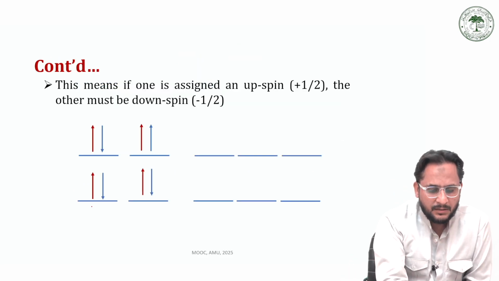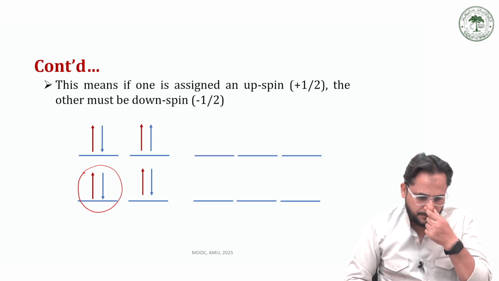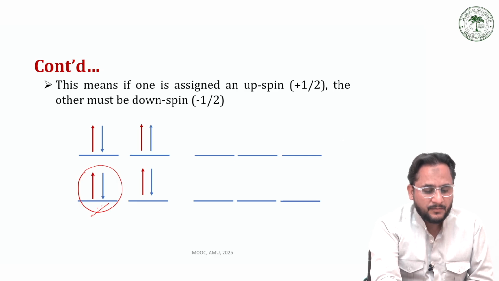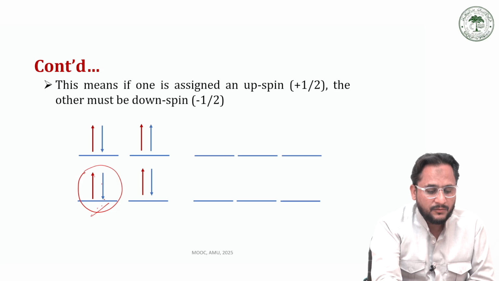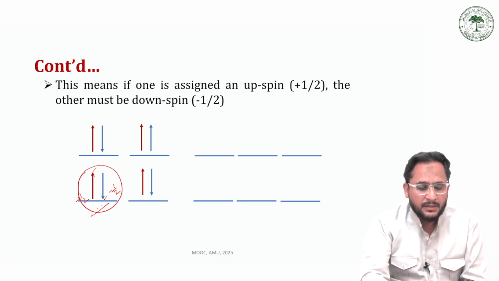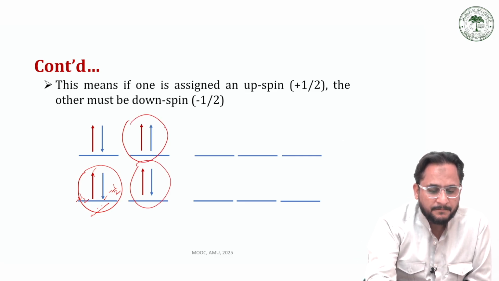Here you can see, in this particular case, we have the electrons paired. One is showing the direction upward while the other is downward, so one is clockwise and the other is anti-clockwise. For this one we have plus half value, for this we have minus half. Here also it is paired.